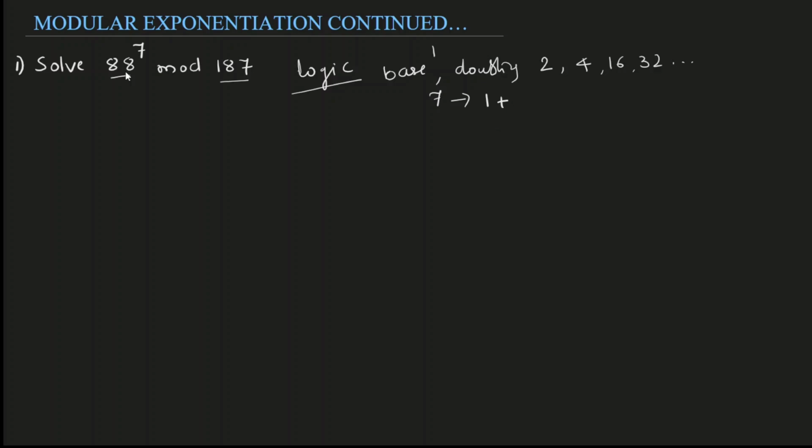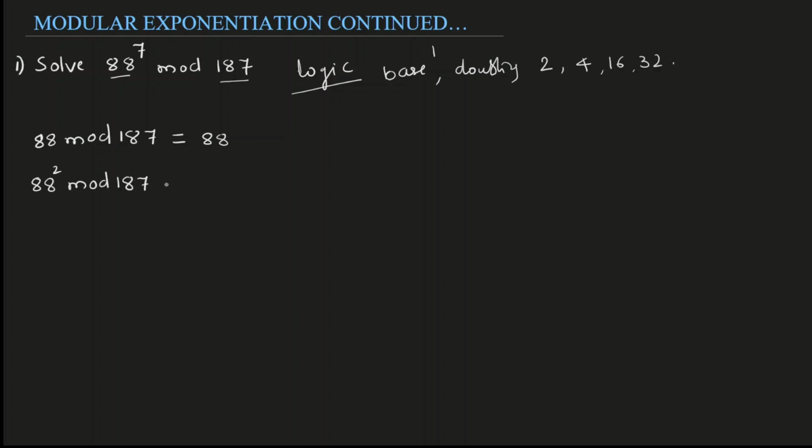Okay. As I said, firstly we need to write the given example with base 1. So consider here, 88 mod 187. What will be the remainder? Since 88 is smaller than 187, the remainder is 88 only. Right?